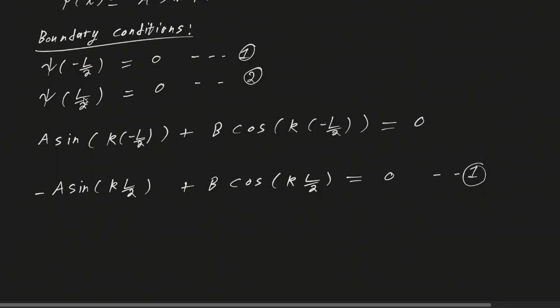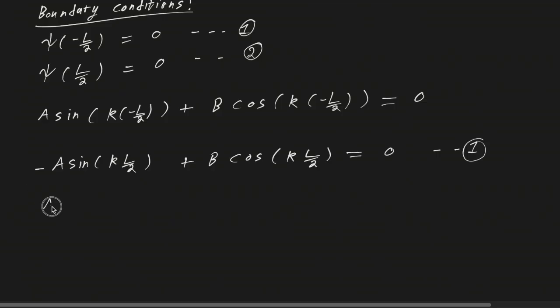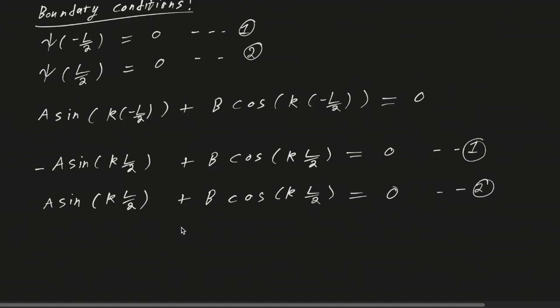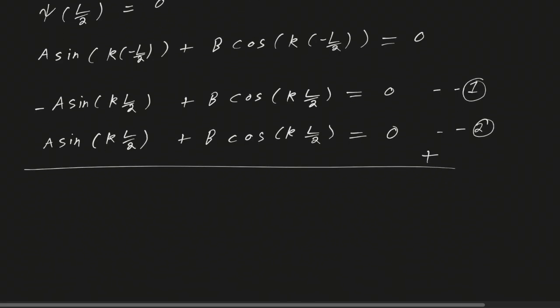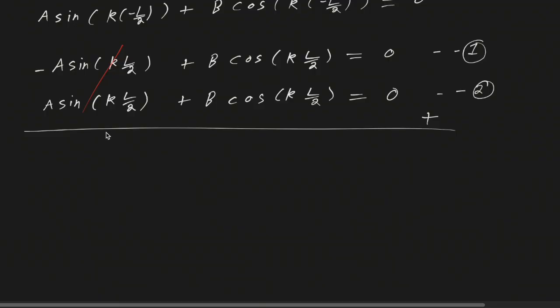And the second equation is a little bit more straightforward. We just substitute L over 2, so we get a sine k L over 2 plus b cosine k L over 2 is equal to 0. That's our second equation. And intuitively, to solve for a and b, we can just sum these two equations. Notice that these two terms will cancel each other, and we'll get that 2b cosine k L over 2 must equal 0.